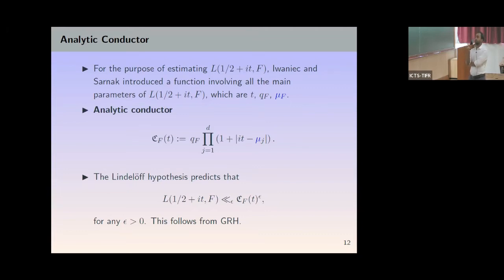There is a conjecture known as the Lindelöf hypothesis, the generalized Lindelöf hypothesis, which predicts that these L-values on the central line are bounded by the analytic conductor to the power epsilon, and epsilon can be taken as small as you wish. This also follows from the generalized Riemann hypothesis, which you have seen many times. But that's very far from our reach with the current technology.